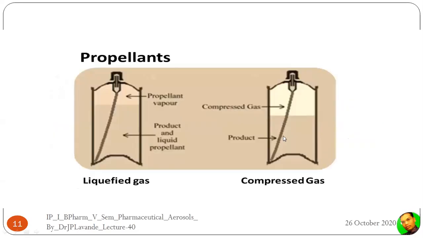Now here you can see that there are propellant vapors in the case of liquefied gases, and there is a compressed gas in the case of the compressed gas propellant system. Here there is a presence of the product and the liquid propellant. If we see the propellants, there are two different types: the liquefied gas and the compressed gas. There is some empty space, which is called the head space, and this head space is responsible for the expansion of the liquefied gas as well as the compressed gas.